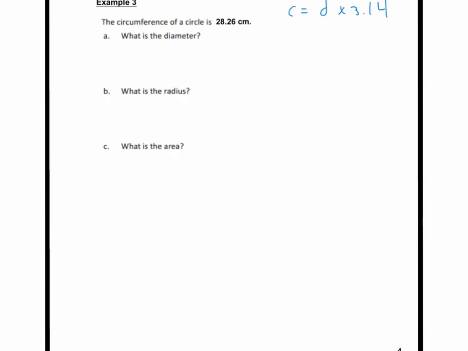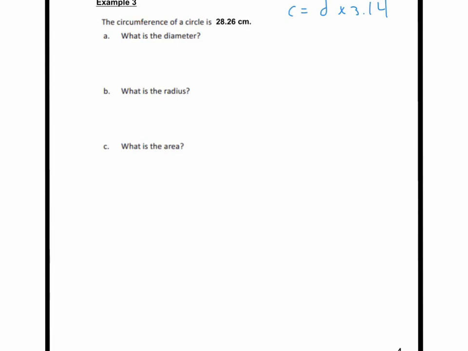Alright, on this one it says example 3, the circumference of a circle is 28.26 centimeters. And it wants us now to solve for the diameter. So we still want to go back to our formula for a circumference, and here we have it. And remember, we're going to supply these to you throughout the unit, but circumference of a circle is diameter times 3.14. So the only thing that's different about this is we know the circumference of a circle instead of knowing like the diameter or the radius and solving for the circumference.